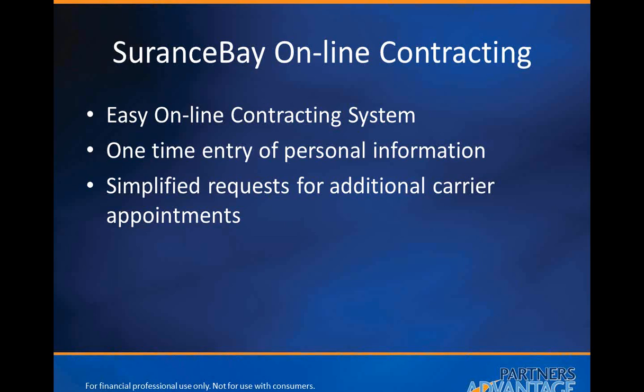At Partners Advantage, we utilize the SuranceBay online contracting system to make the contracting process as easy as possible for you, the agent. One of the nice things that SuranceBay does is it downloads all of your agent profile information from the National Insurance Producer Registry, saving you a lot of time and hassle of inputting the information manually. Once your agent profile has been downloaded and verified to be correct, it's just a matter of clicks to request an appointment with any life or annuity or linked benefit carrier.